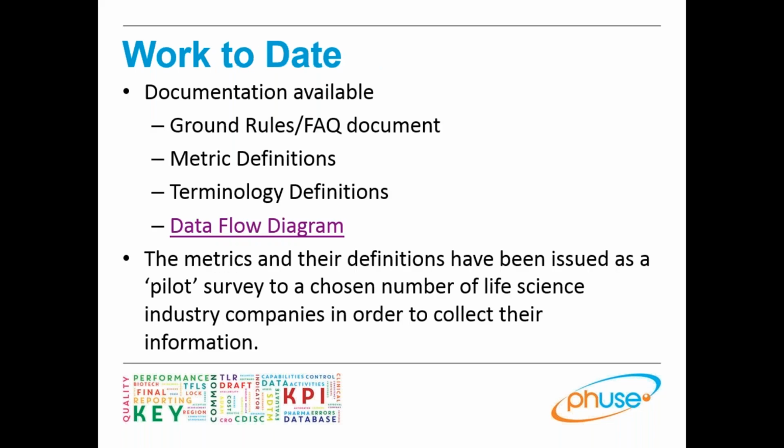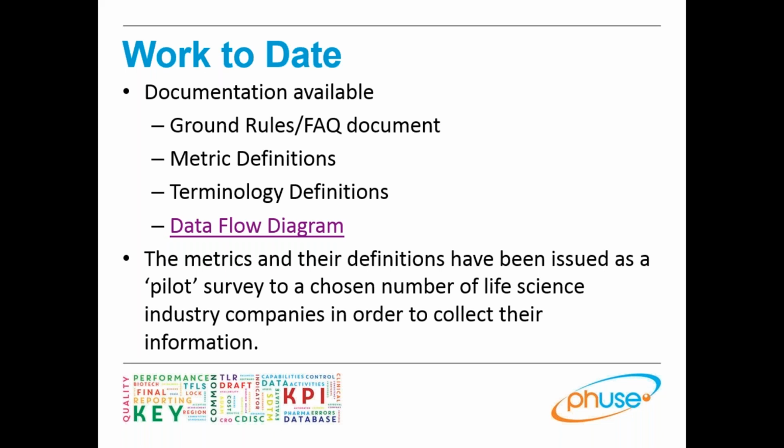So, like I say, the working groups have been working very, very hard. We've come together on a number of occasions, and we've got to the stage now where we're classing a phase 1 delivery based on about 20 metrics that are going to be available and delivered as a pilot to a number of life science companies in order to collect their information.